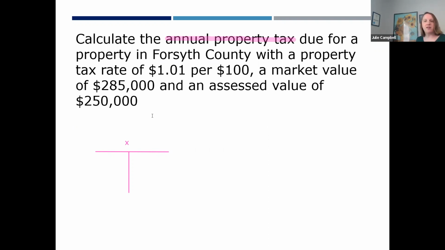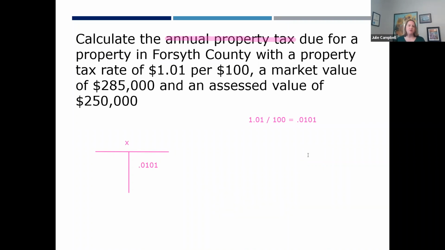Then I got to fill in the other pieces of the T-bar. So now I got to go back through the problem and work around a little bit to get the information I need to find my annual property taxes. So up next in the problem, I got a tax rate. It tells me it's 1.01 per 100. What does per in this case mean? Divide. That's right. So I take 1.01, divide it by 100, and I get 0.0101. That's my tax rate. Where does the rate or percent always go? Bottom right.